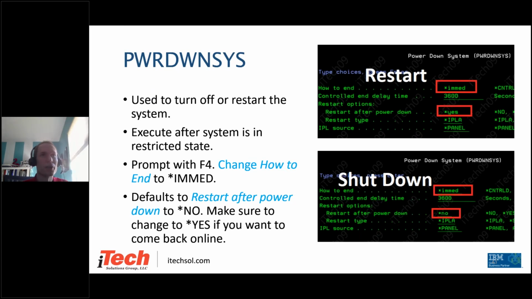And then the PWRDWNSYS command, which is used to turn off or restart the system. You want to execute this after the system is in restricted state, ideally. I mean, you can tell it to end controlled, and set by default, if you just hit PWRDWNSYS and hit enter, then it won't power down for an hour. It delays for 3,600 seconds, which is an hour, and no one really wants to wait around that long. So ideally, you get the system shut down nicely, any applications using the previous commands we mentioned, and then you'll tell it to end immediately.